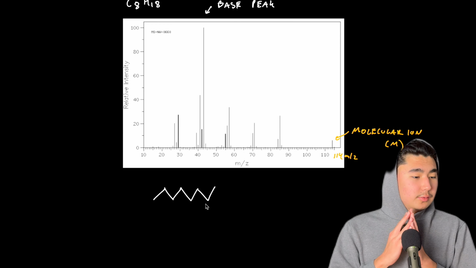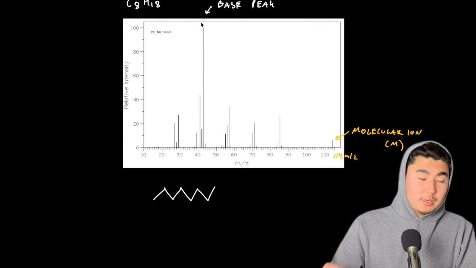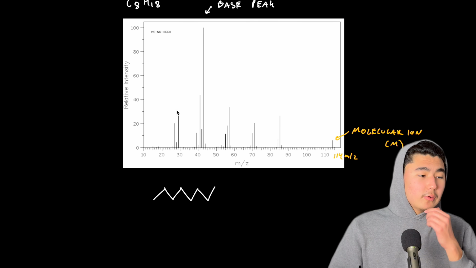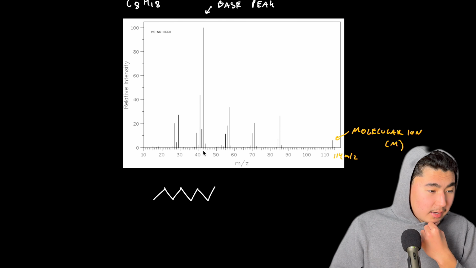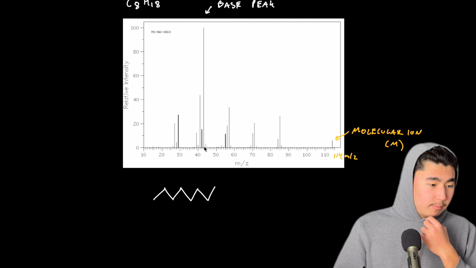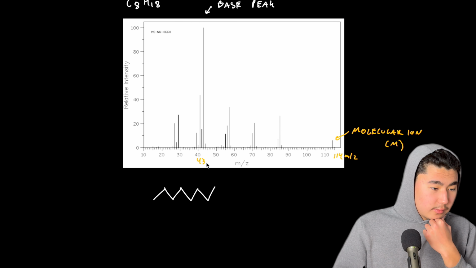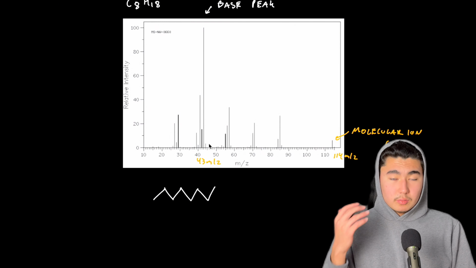Now let's go through some of the peaks that we're looking at. First off, let's start with this tall peak over here, our base peak. The base peak is about at 43. So we're going to have our base peak being a mass to charge ratio of 43.